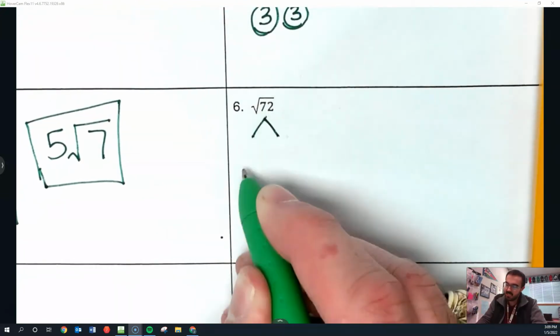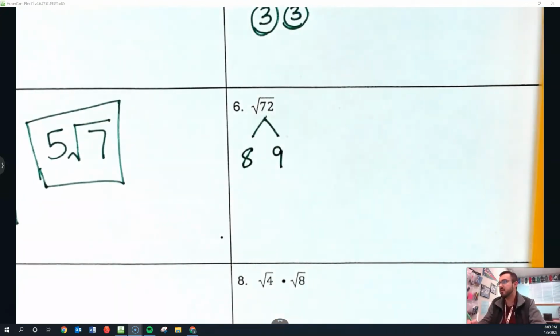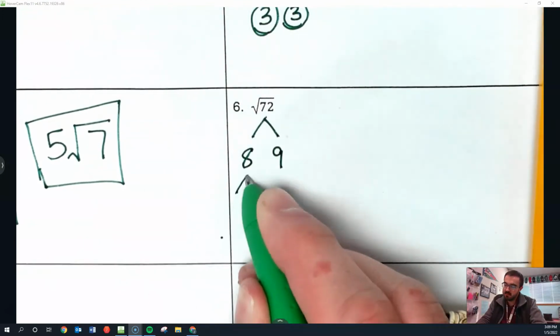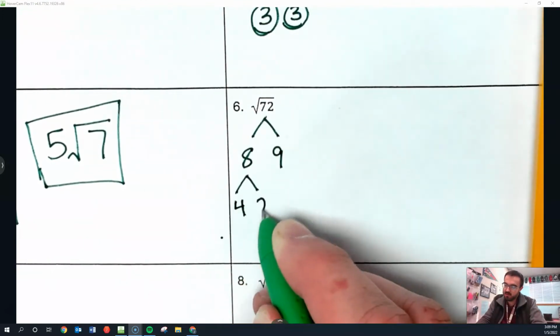Okay. What about number 6? I could do 8 and 9, 72. 8 times 9 is 72. Multiply these. This would give me 4 and 2.